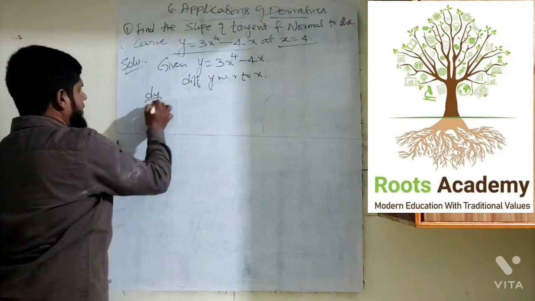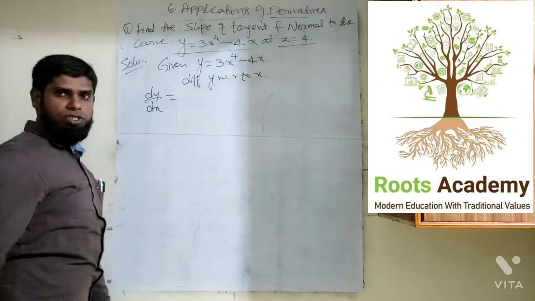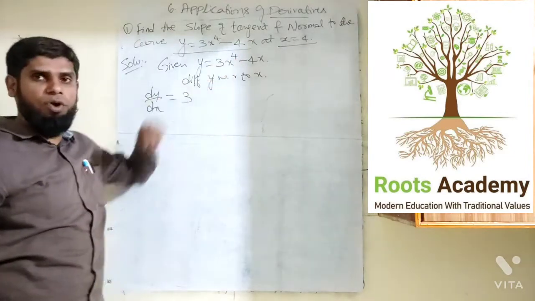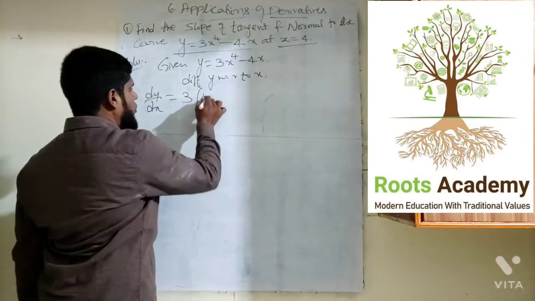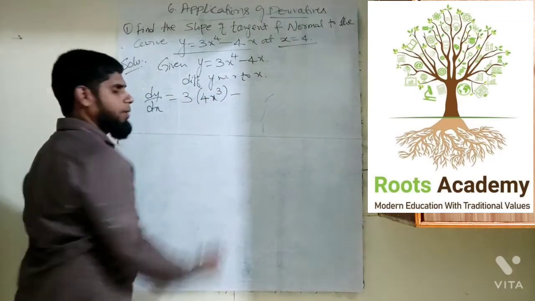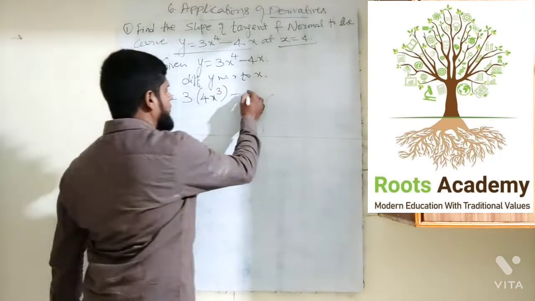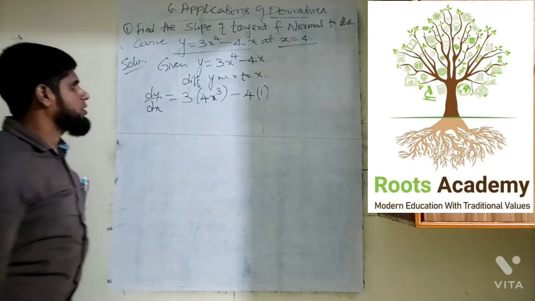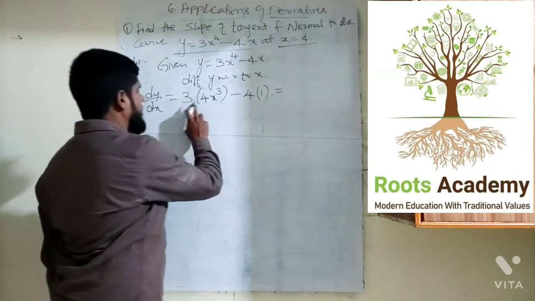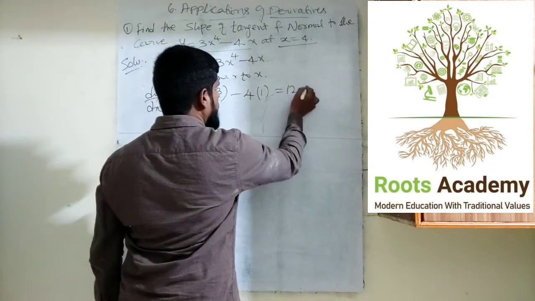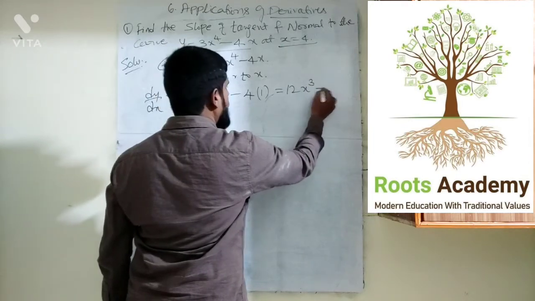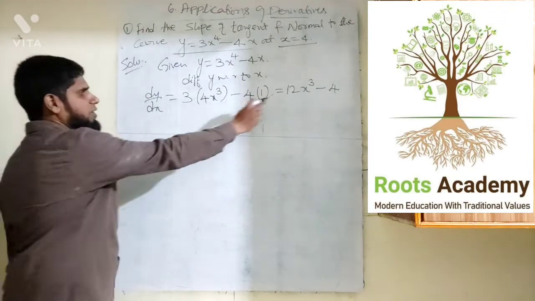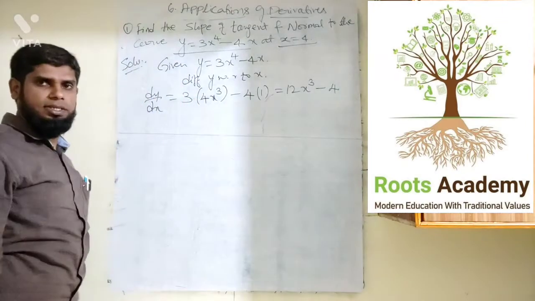So its derivative dy by dx is equal to 3 is the coefficient. Derivative of x power 4 is 4x cube, minus 4 is the coefficient. Derivative of x is 1. So this is equal to 3 into 4, 12x cube minus 4. This is our dy by dx.